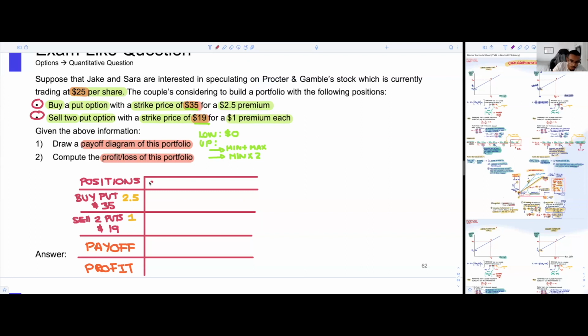So now we can do this. We're going to write our first stock price, which is $0, because that's our lower bound. Then we're going to write $19. Then we're going to have $25. Then we're going to have $35.